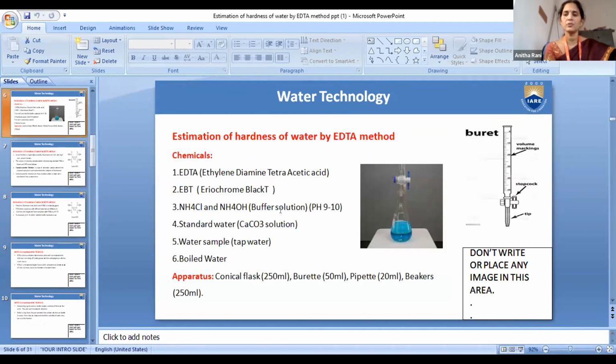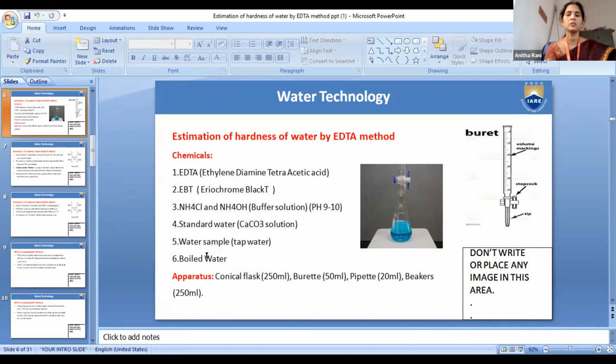We prepare the buffer solution by taking ammonium chloride and ammonia, mixing both to maintain the pH at 9 to 10. Why maintain pH 9 to 10? Under basic conditions only, EDTA will react with calcium and magnesium and form a complex ion. So we compulsorily have to use the buffer solution.